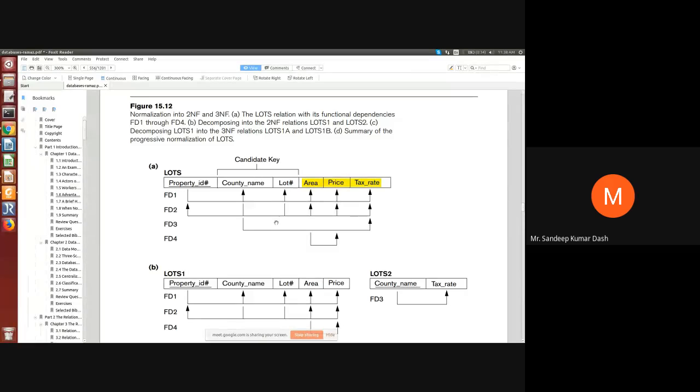Okay, tax rate should have been dependent on both county name and lot number to qualify as a full functional dependency, but it is only dependent on county name. So this is a partial functional dependency. Fine. So this is also not allowed. You have to reduce this somehow to attain 2NF.